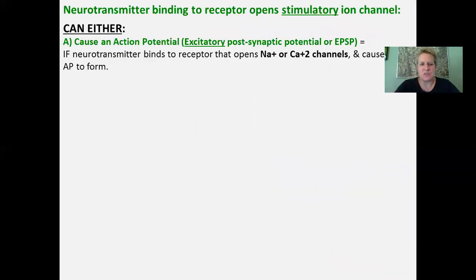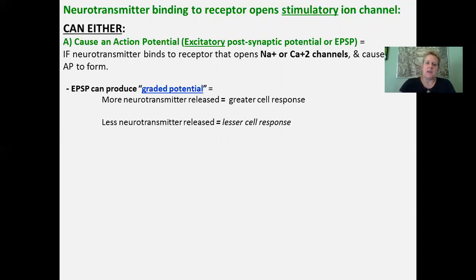Okay, so here's what can happen when a cell is stimulated. There's different ways a cell can be stimulated, and we do know that the ions sodium and calcium stimulate a cell, but it can do it in different ways. So let's look at what can happen. When a cell is stimulated, that is called an excitatory postsynaptic potential, and that is a mouthful, so just call it by the acronym EPSP. Okay, so that means stimulation.